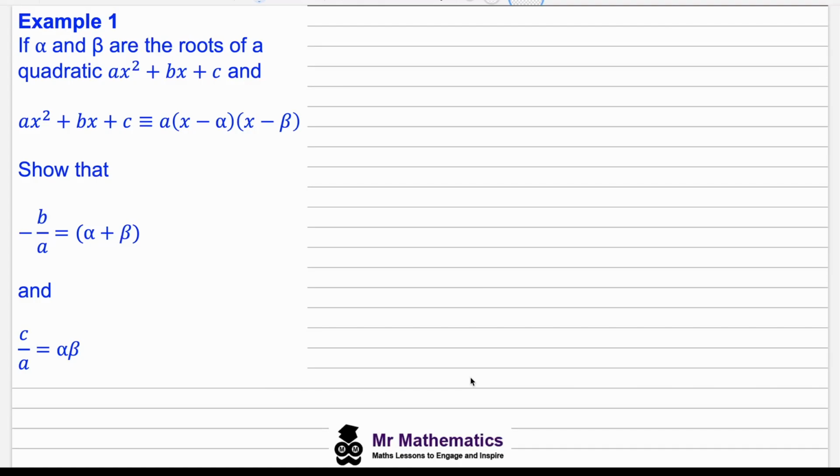Hi everybody. So this is the first video in my series on the roots of quadratic equations. And in this video, I'm going to show you how we can determine the relationship between the coefficients of a quadratic using its roots. And we'll say that the roots of a general quadratic are alpha and beta.